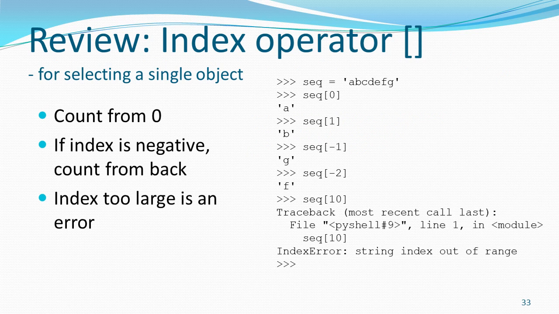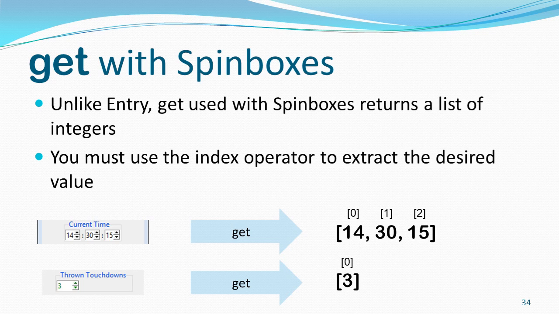Let's review the index operator. Remember, an index operator selects a single object out of a sequence. You count from 0, and if the index is negative, you count from the back. If the index is too large, that is an error. The reason why we need an index operator is because that's how get works.